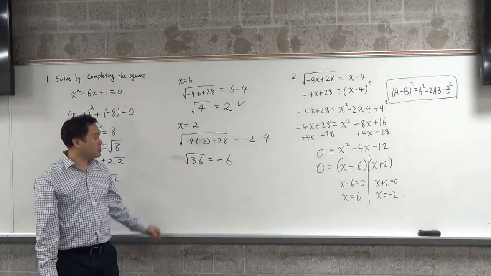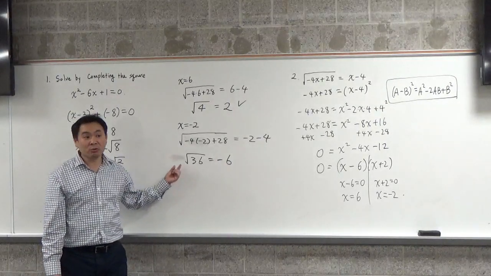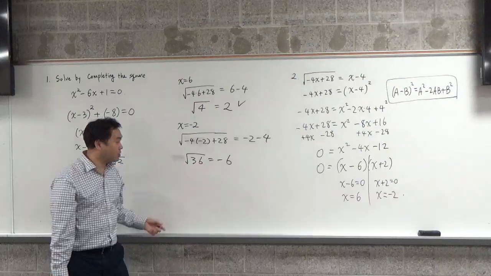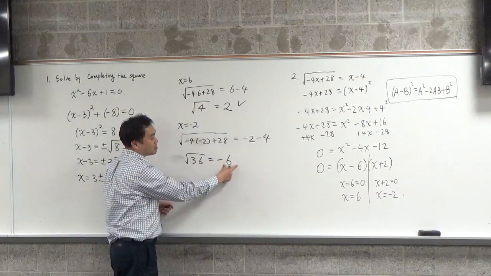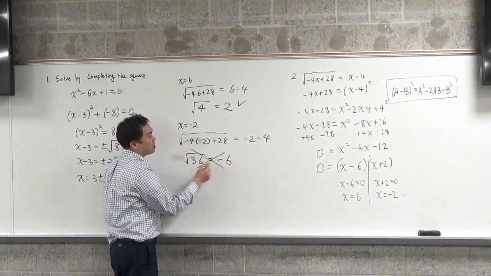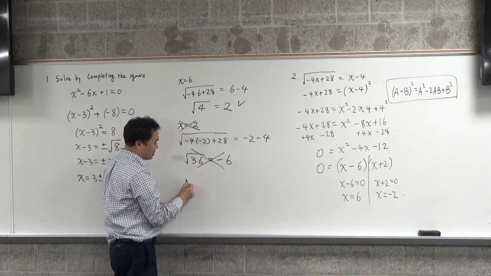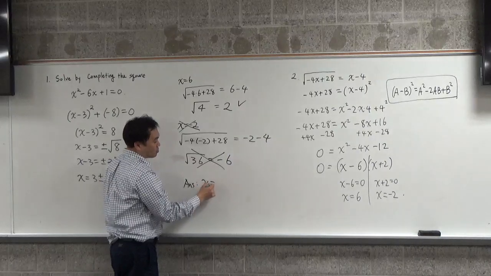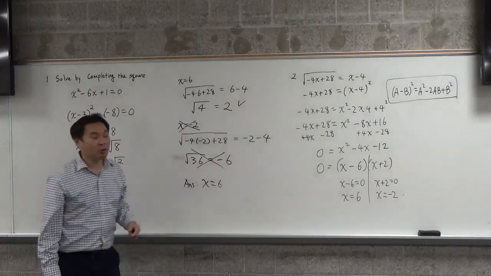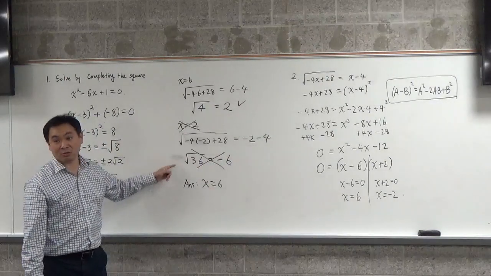This is not correct, because anytime you have a square root, it only gives you the positive value. So this is positive, this is negative, so this is not correct. Therefore, this is no good, and the answer will only be x equals to 6. x equals to -2 will not be a solution because this doesn't work.